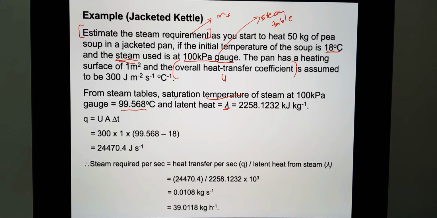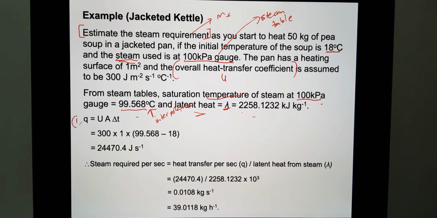Alright, so from the steam table, the saturation temperature of steam at 100 kilopascal. Basically, for this one you need to use attachment number 1. At 100 kilopascal, the temperature is 99.58 degrees Celsius. How to get this temperature is by using interpolation. Remember, in chapter 4, you learned how to do interpolation. And then the latent heat at this pressure is 2258.1232 kilojoule per kilogram.